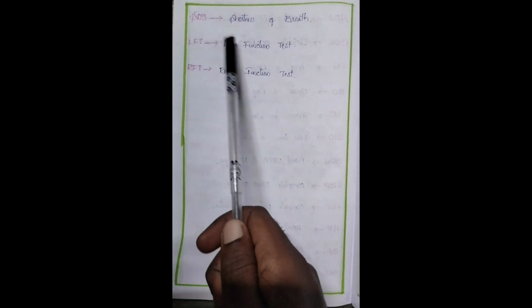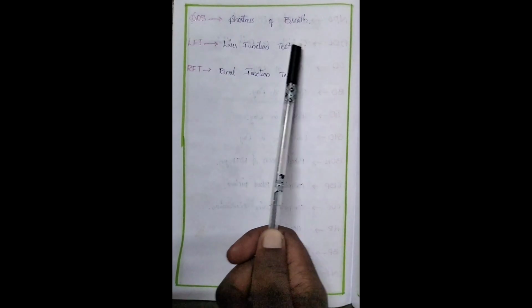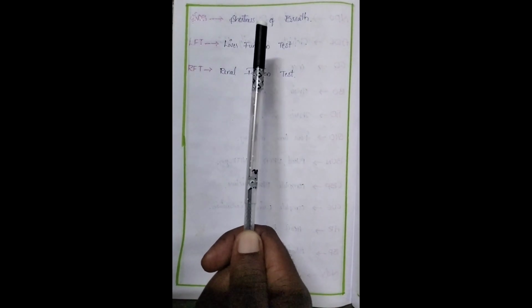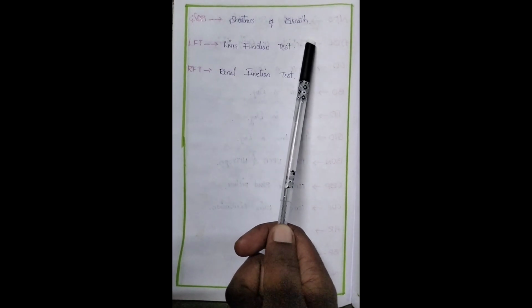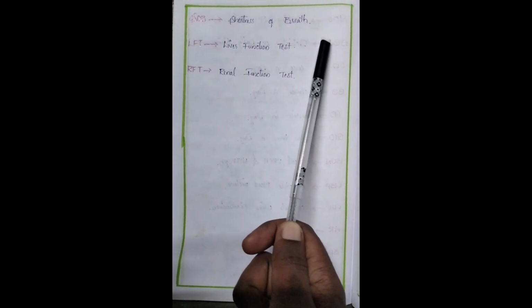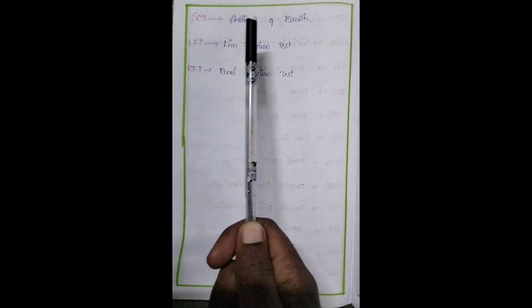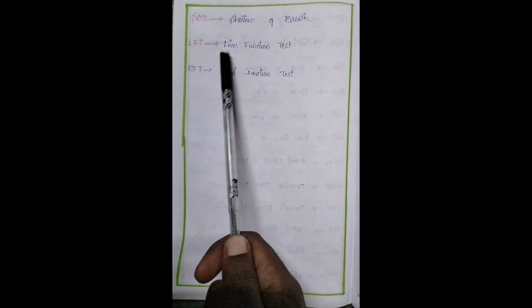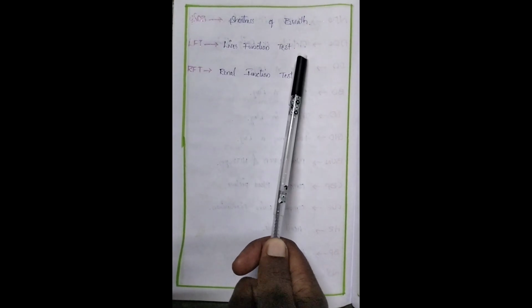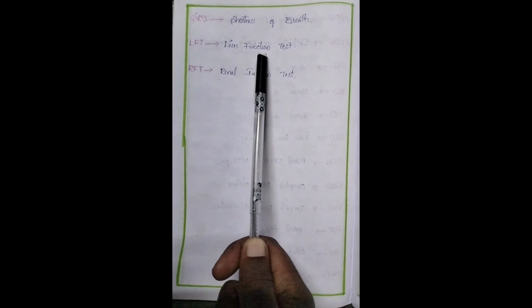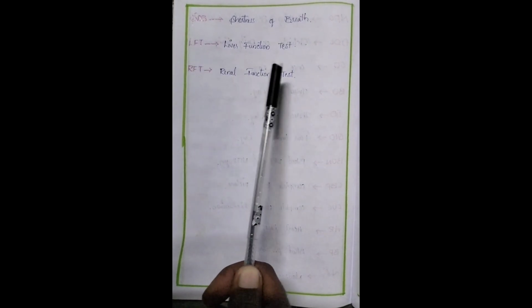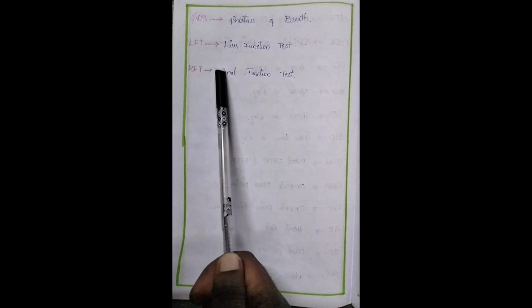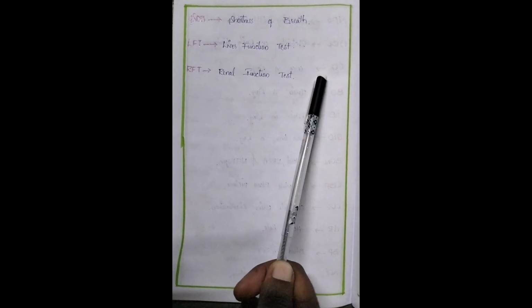Next, moving to SOB, shortness of breath. In case of any disease conditions of the respiratory system, the patient experiences SOB, meaning an abnormal breathing pattern. Understood? SOB, shortness of breath. Next, LFT, liver function test. Understood? LFT, liver function test. Next, RFT, renal function test. Renal means kidney function test. Understood?